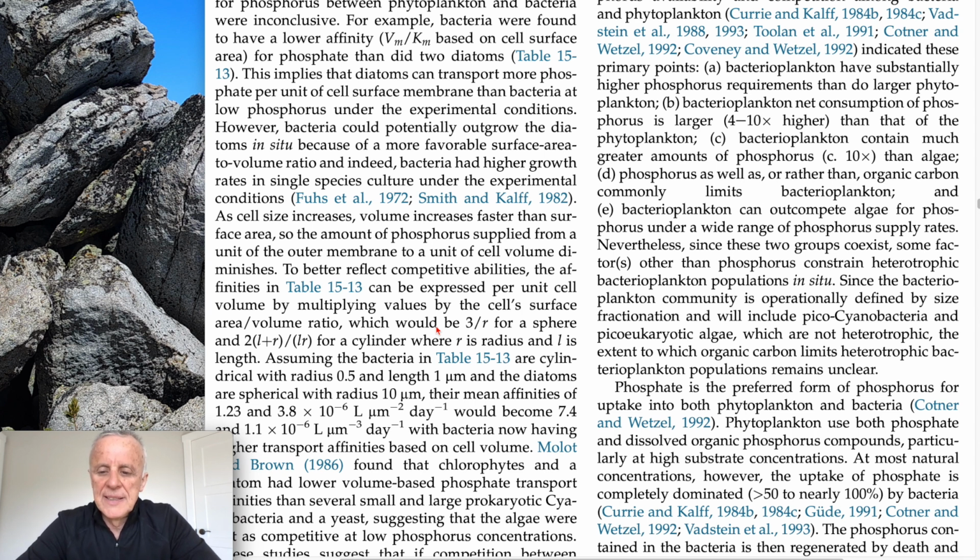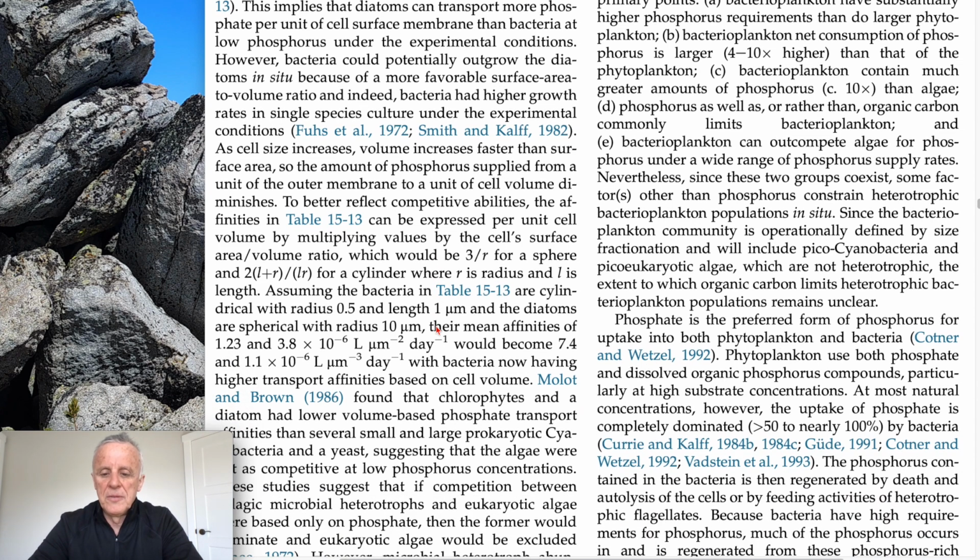Nevertheless, since these two groups coexist, some factors other than phosphorus constrain heterotrophic bacterioplankton populations in situ. Since the bacterioplankton community is operationally defined by size fraction and will include picocyanobacteria and picoeukaryotic algae, which are not heterotrophic, the extent to which organic carbon limits heterotrophic bacterioplankton populations remains unclear.